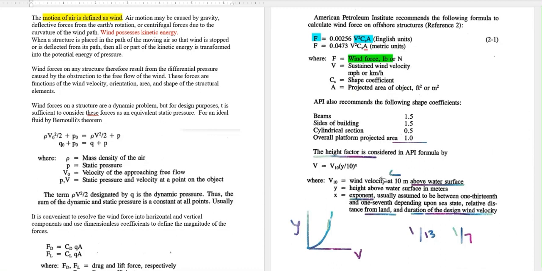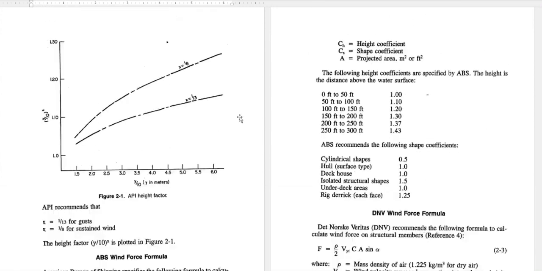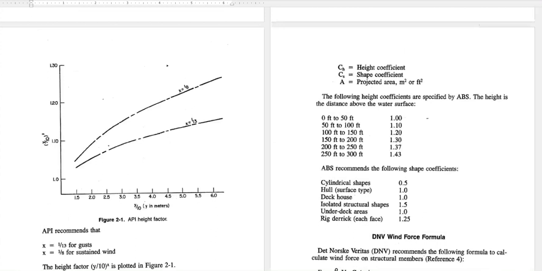Okay. So these are the factors we need to consider. One factor is the height factor. When we go to this, here you can see the height factor. This is y by 10, with y in meters: 5 meters, 6 meters, 1 meter, like that. And (y by 10) whole power x becomes like 1.1, 1.3.